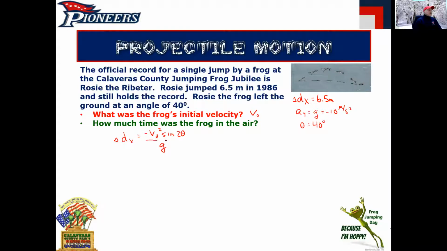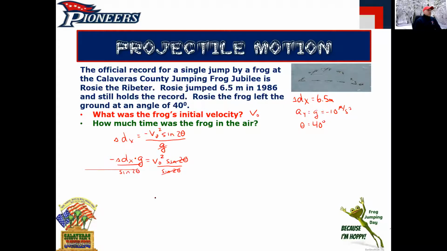And so we've got to find the initial velocity, and we're going to use the range equation to help us do that. So that means we're going to solve for V0, the initial velocity. The first thing I'm going to do is multiply both sides by a negative. And then I'm going to multiply both sides by g. If I multiply both sides by g, that'll go over. And now I'm left with the initial velocity squared times sine 2 theta. Now I'm going to divide both sides by sine 2 theta.